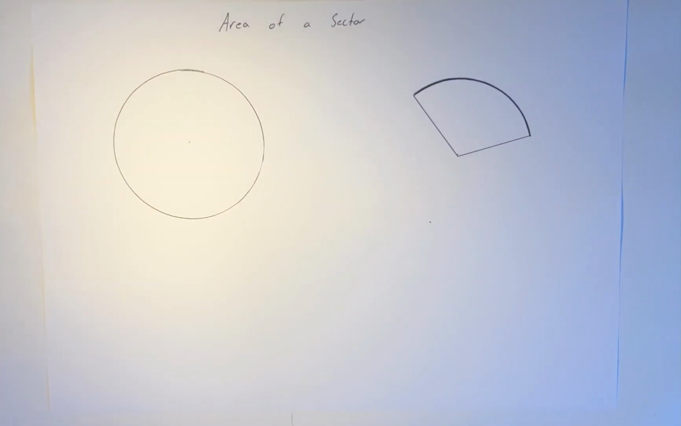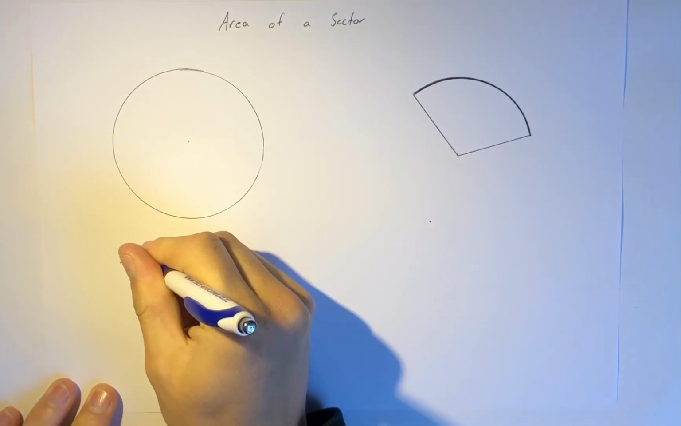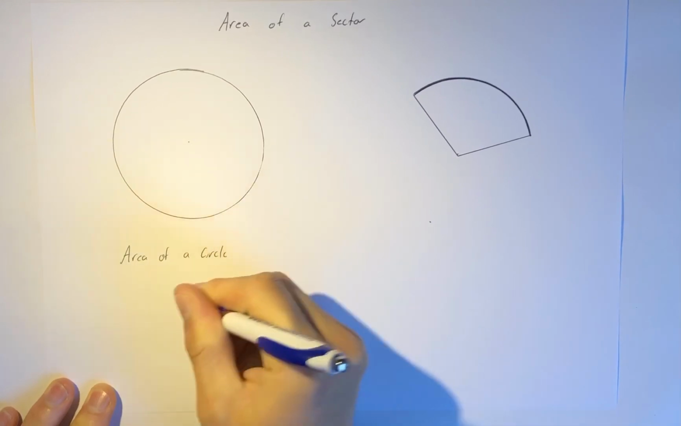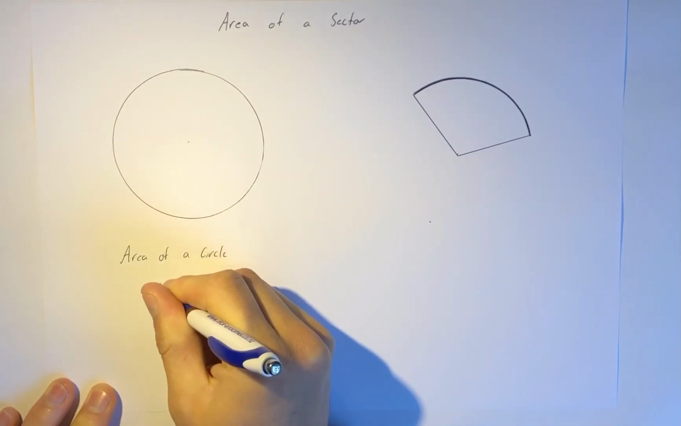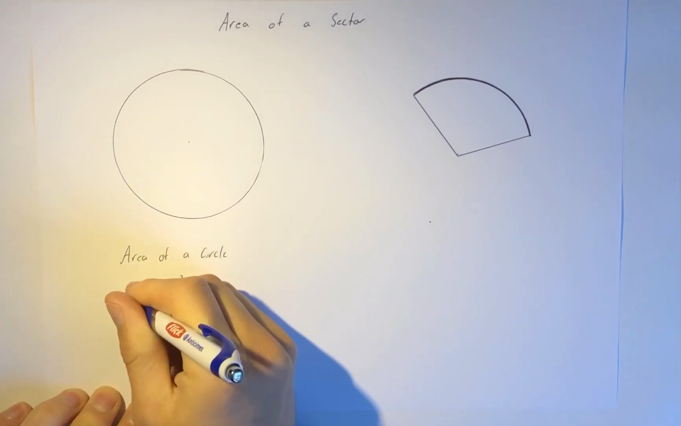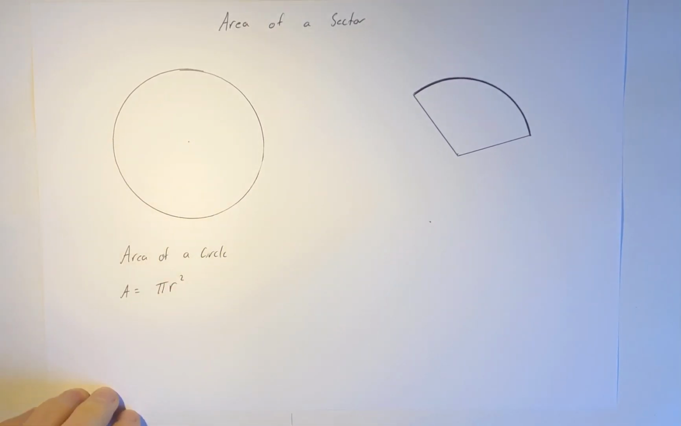Okay, lads. Another year 12 trigonometry lesson. Hopefully, you're all aware that the area of a circle is pi r squared. So, the area of a circle is pi r squared.